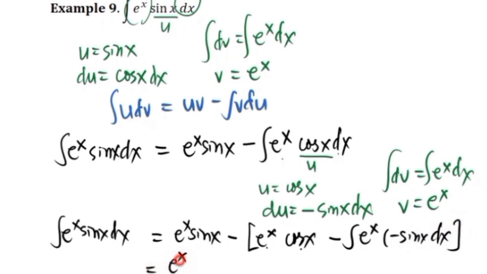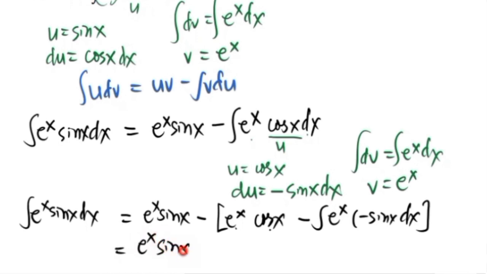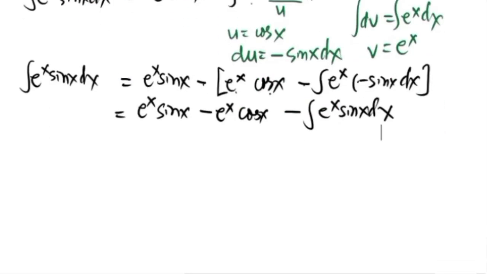So simplifying further, we have e to the x sine x minus e to the x cosine x minus y, kasi negative times negative times negative, so still negative, integral of e to the x sine x dx. So since nakikita natin itong e to the x sine x dx natin dito sa dulo, that is just the same with that of the left side ng equation, so we transpose that term sa left side ng equation.